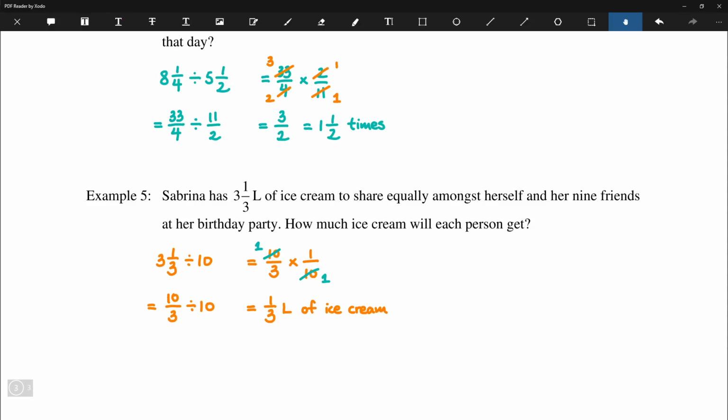Right, so we looked at how to divide fractions using diagrams, and then we divided fractions using common denominators, and then finally we divided fractions using the reciprocal method.